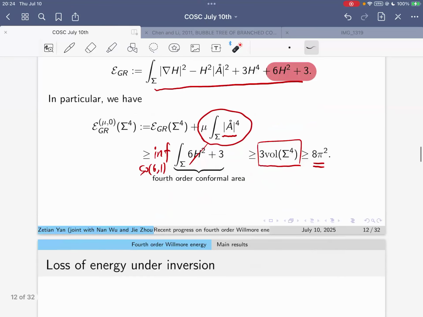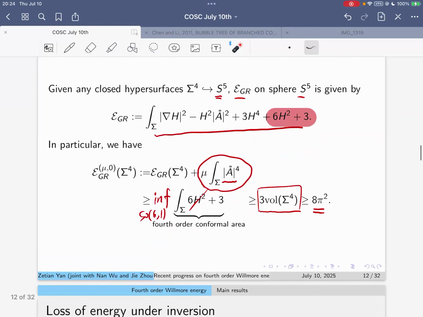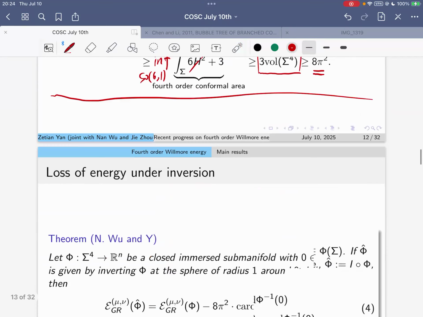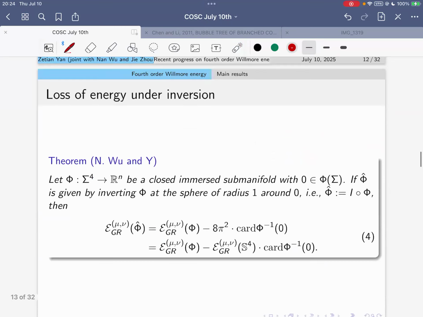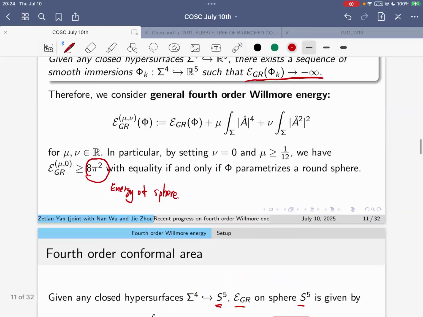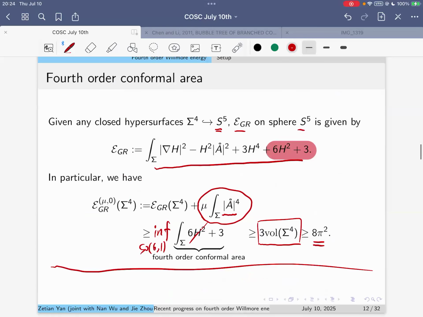Okay, so based on this, it sounds like right now we have just asked the first question, which function is suitable for the fourth order Willmore problem, right? And next, we need to find the suitable class to consider the infimum. And here, we can change to another question. I'm lost. Where is your fourth order?